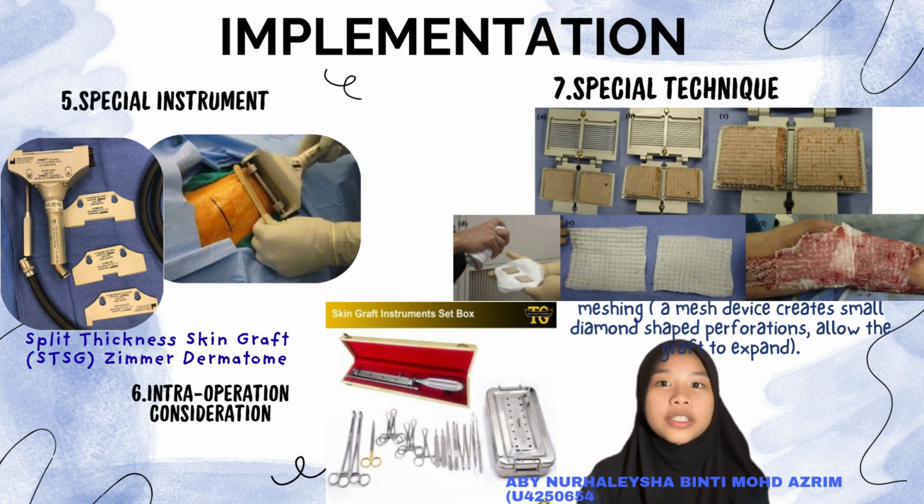A common instrument used is the Zimmer dermatome, which is used to harvest a split thickness skin graft from the donor site. During the procedure, there are also important intraoperative considerations, such as maintaining sterility, controlling bleeding, and ensuring proper handling of the graft. Another important step is the special technique called meshing. Meshing creates small openings in the graft, allowing it to expand and cover a larger wound area. It also helps with fluid drainage and improves graft adherence.